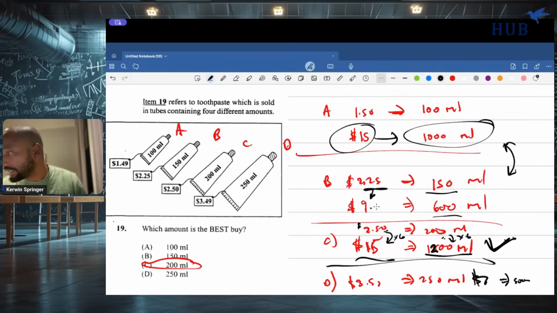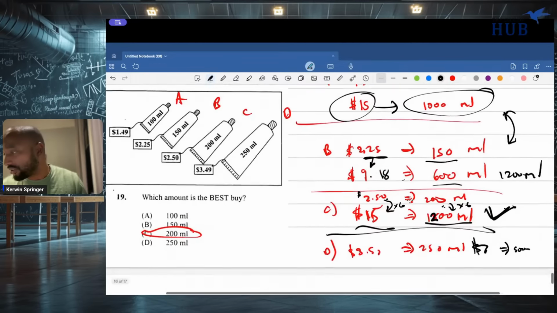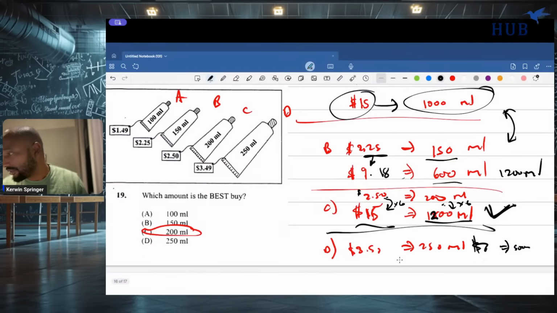600. 18 is 1,200. It's still better. So 18 is 1,200. 350. 7. 14 is 1,000. Yeah, so I made a mistake in the multiplication. I said 200 times 6 is 1,800. Should be 1,200. But it still turned out to be better than all the others.